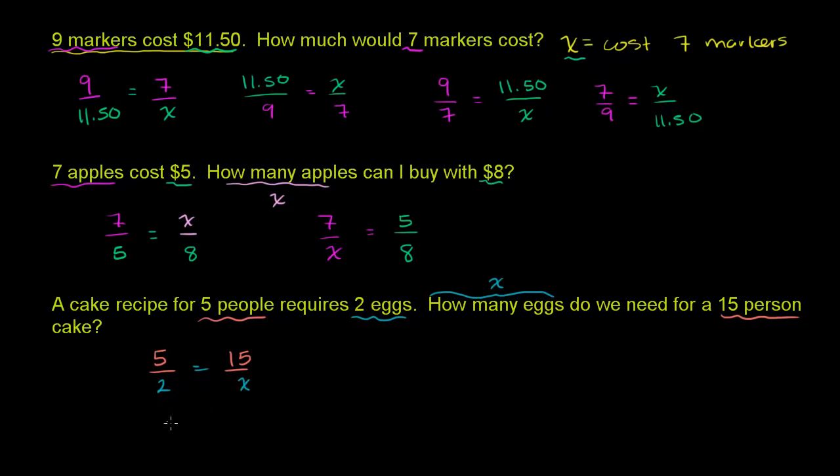Or you could flip both sides of this, or you could say the ratio between 5 and 15 is going to be equal to the ratio between the number of eggs for 5 people and the number of eggs for 15 people. And obviously you could flip both sides of this equation. So all of these, we've essentially set up the proportions that describe each of these problems. And then you can go later and solve for x to actually get the answer.